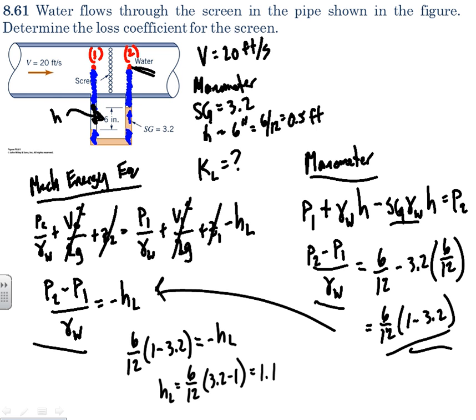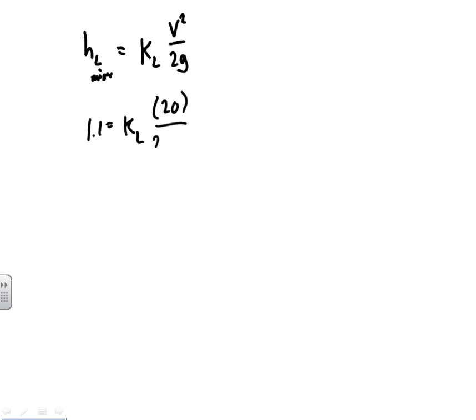Okay. So now I have what my head loss is, and I'm just left to try and determine what my loss coefficient is. So I know that the head loss is due to the minor component, which is the screen, and that is equal to K sub L times V squared divided by 2g. The head loss I solved for was 1.1. The velocity was given to me, that was 20 feet per second, divided by 2 times g, 32.174. And I could rearrange this and solve for the loss coefficient, and I would see that it was equal to 0.177.